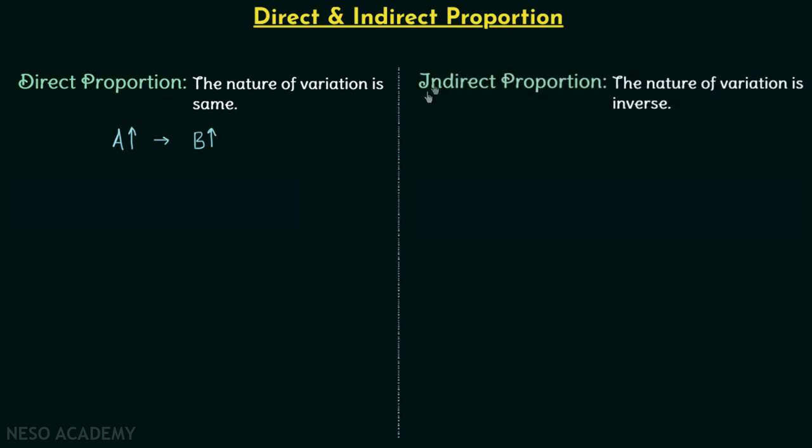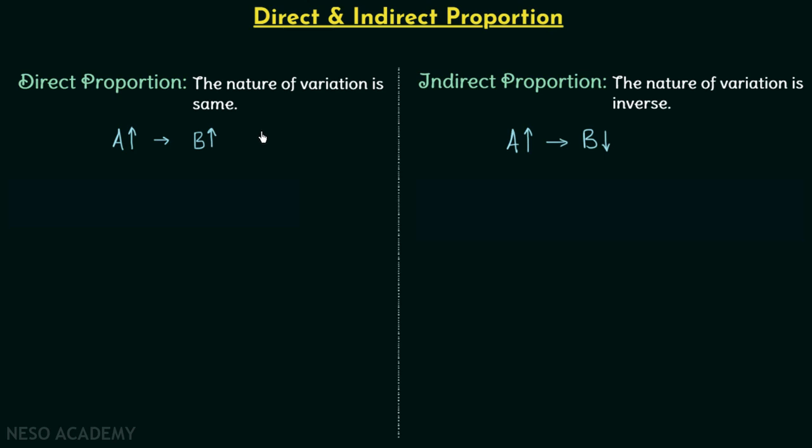Now we will move on to indirect proportion. When we have two quantities and the nature of variation of the two quantities is inverse, we say the two quantities are indirectly proportional. For example, if we have quantity A and we have quantity B, and you increase quantity A and this results in decrement in quantity B, we will say the two quantities are inversely proportional or indirectly proportional. So this is all about understanding direct proportion and indirect proportion.